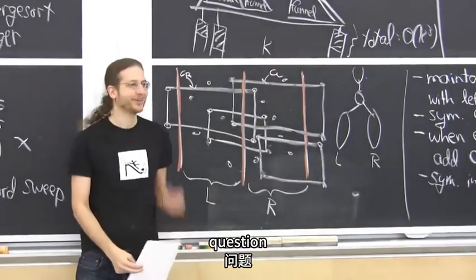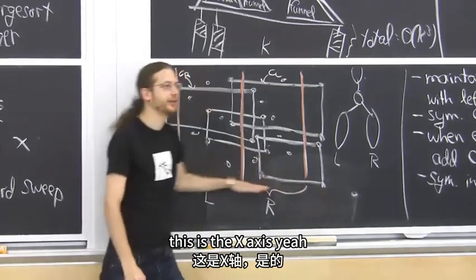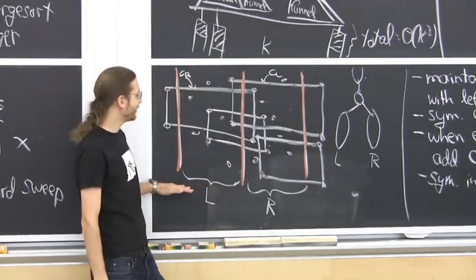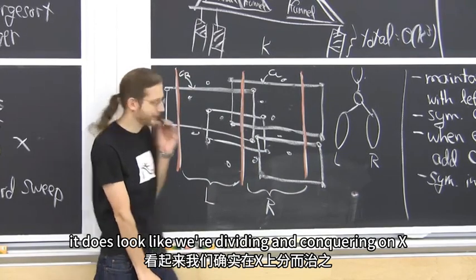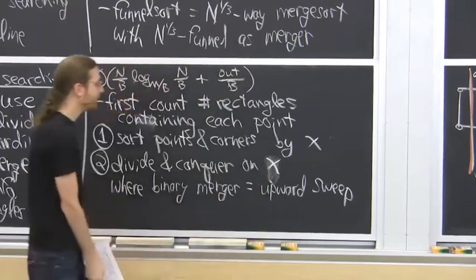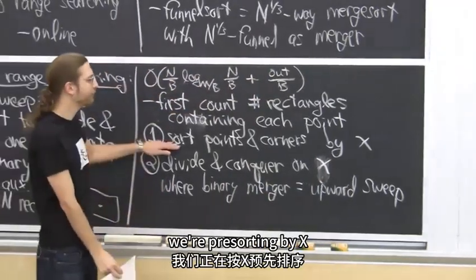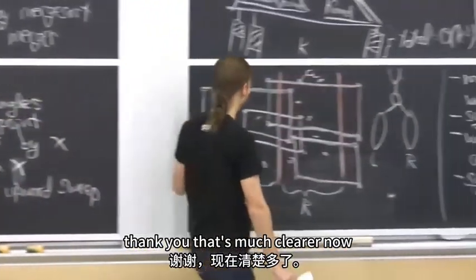Question? The bottom is the x-axis, right? This is the x-axis, yeah. So are we dividing and conquering on x? It does look like we're dividing and conquering on x. I think you're right. Sorry. For some reason I thought it was y. You're right. So it's a funny thing. We're pre-sorting by x, yeah, which is what's getting us. Thank you. That's much clearer now.